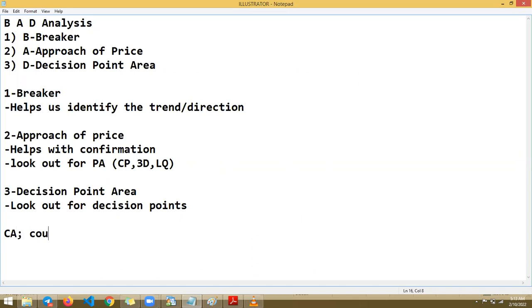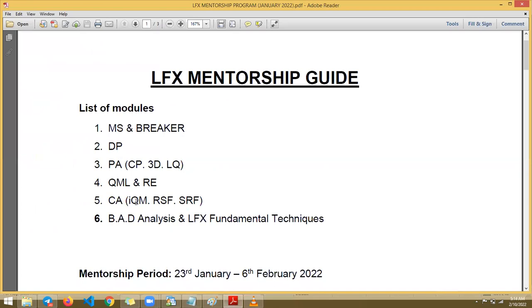So we covered the counter attack under session 5. In case the BAD analysis SOP fails, then you switch to what we call the counter attack, right? So you potentially have an IQM or a flippy area or a swap area. So that is what you switch to. And I think I covered that in detail under session 5.